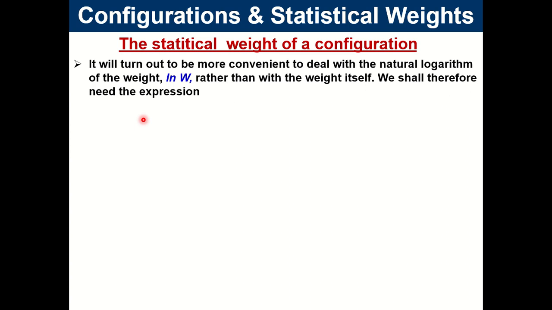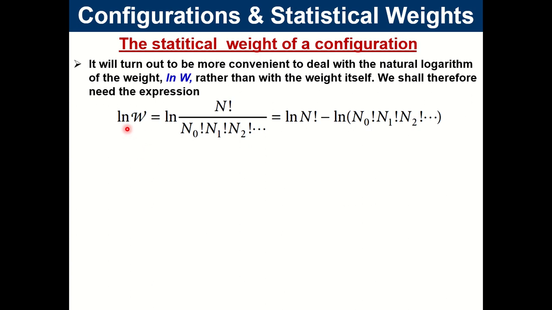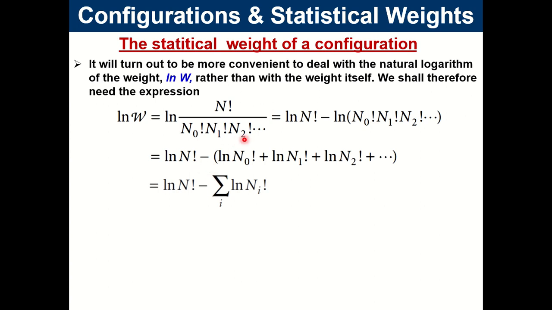It becomes even easier if, instead of taking W as a whole, such a large number, coming out to about 10 to the power 18, we take the natural log of W. The expression becomes even easier to understand. So we can have ln W, which is the log of the whole thing: ln N factorial minus ln of n0 factorial, n1 factorial, n2 factorial, the whole thing in the bracket. Further solving, you can write it as the summation of ln ni factorial.